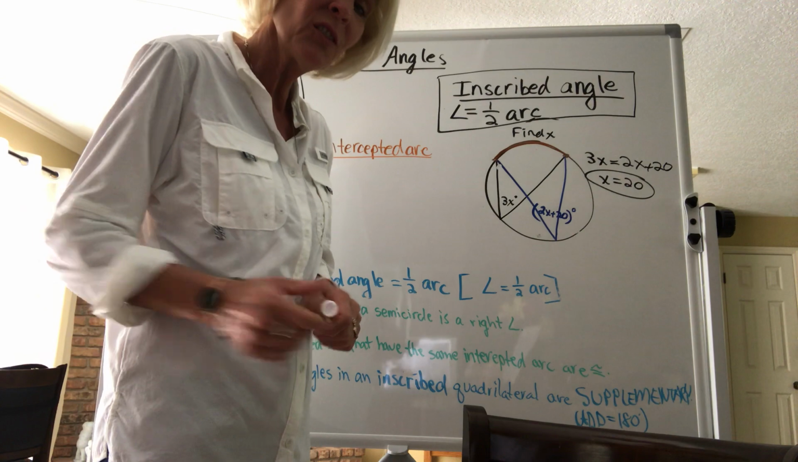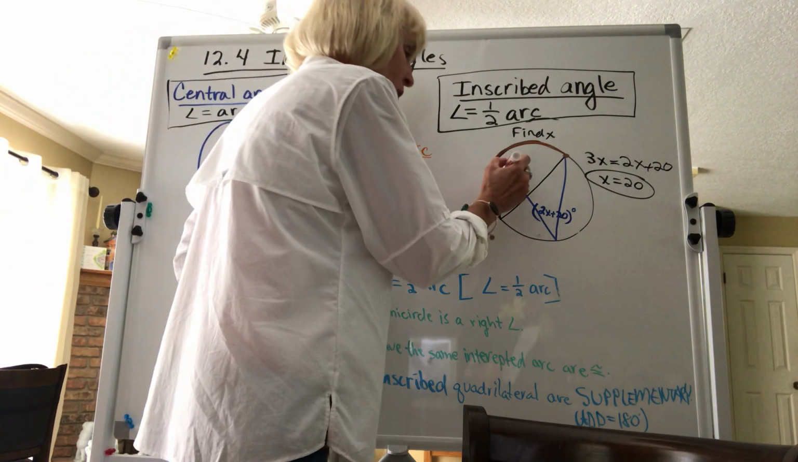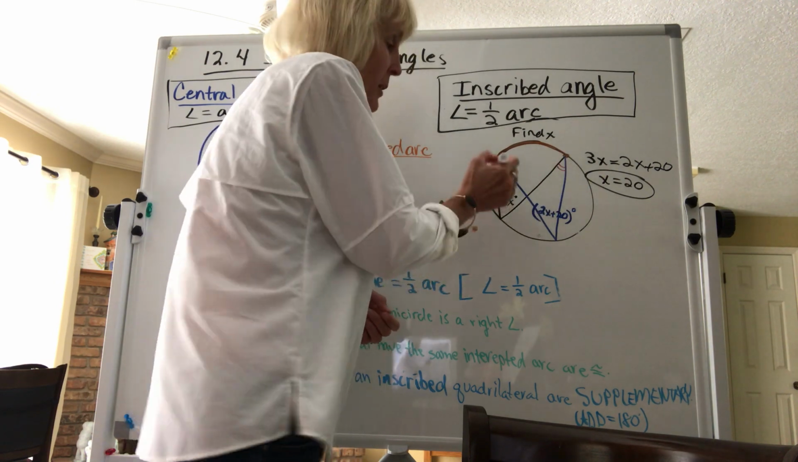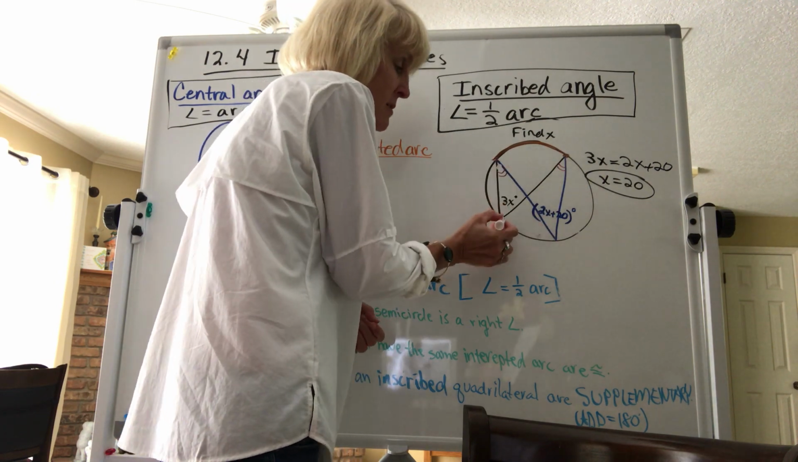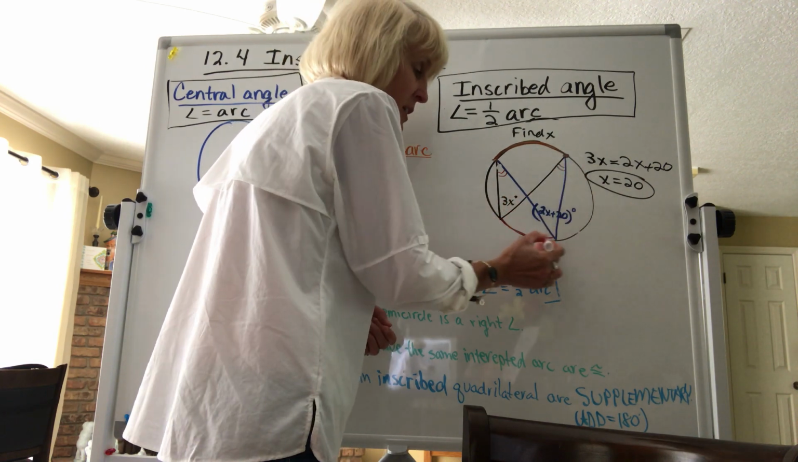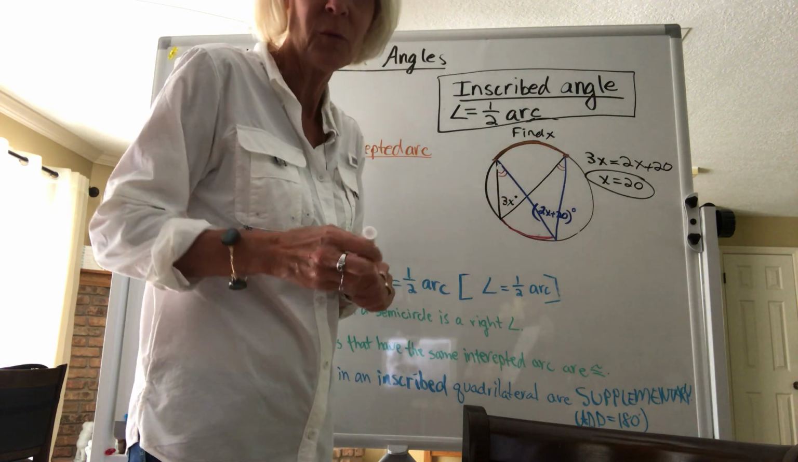Do you see any other inscribed angles that would have the same intercepted arc? You got it. This angle and this angle. Because this inscribed angle has this intercepted arc, this inscribed angle has this intercepted arc. So according to that theorem, those would have to be congruent as well.